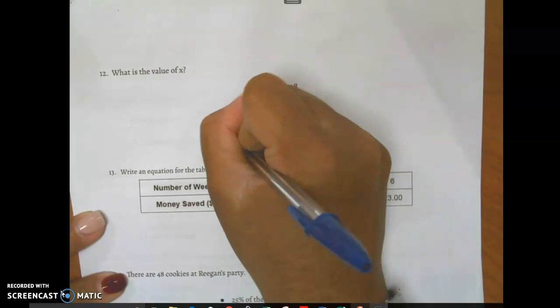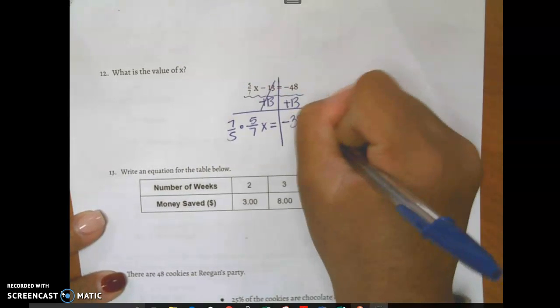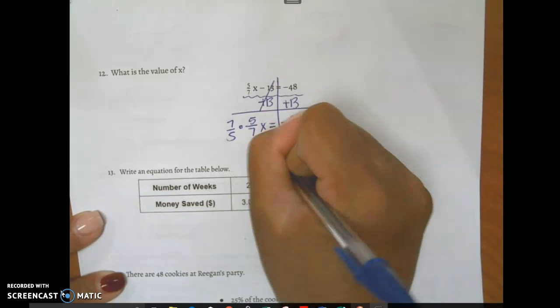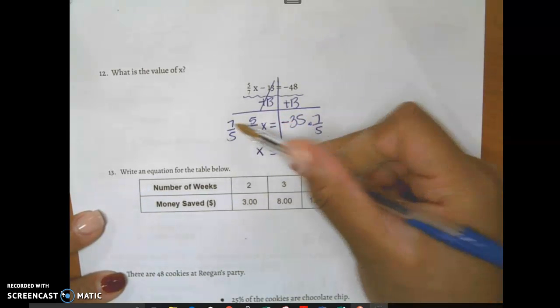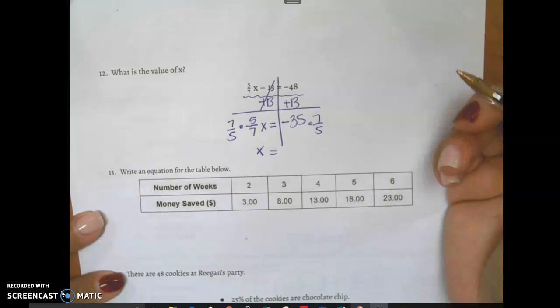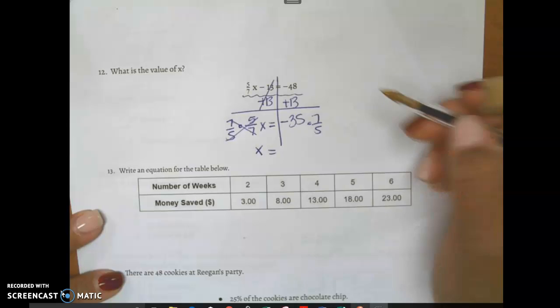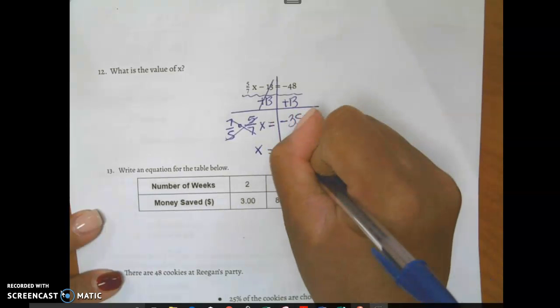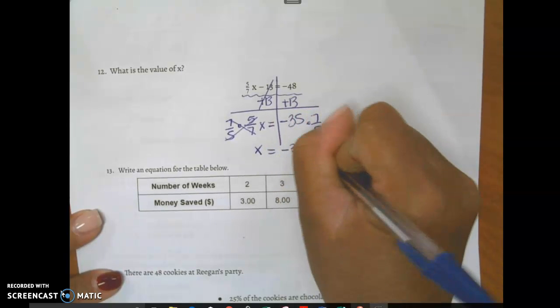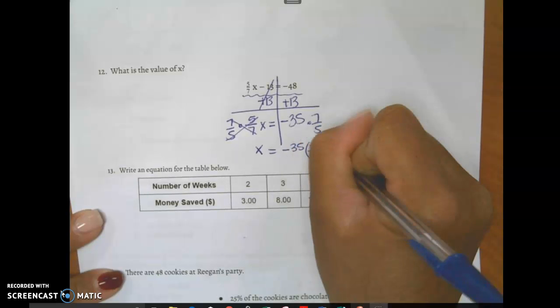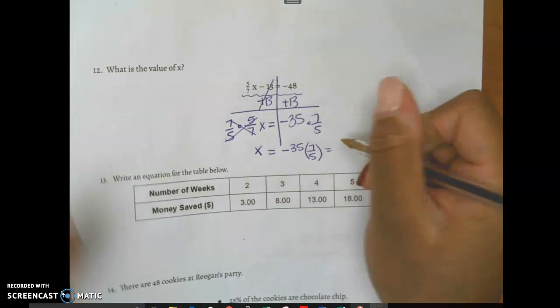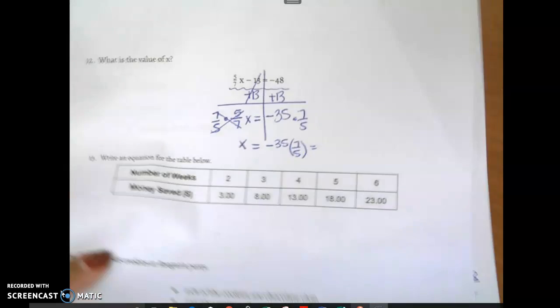Times 7/5, times 7/5. And then x is... why did I get rid of these? Because they're the same, they're reciprocal, so they cancel out. So then I have -35. Front row, you better be paying attention. Times 7 over 5.